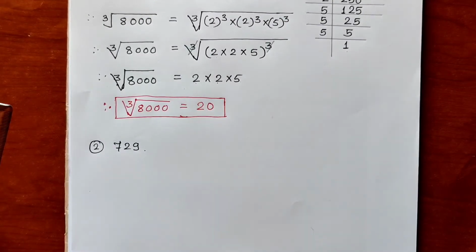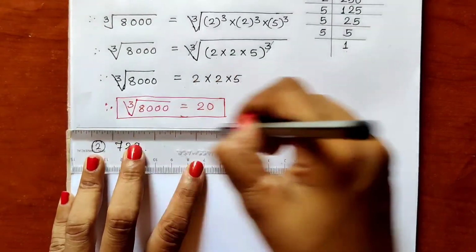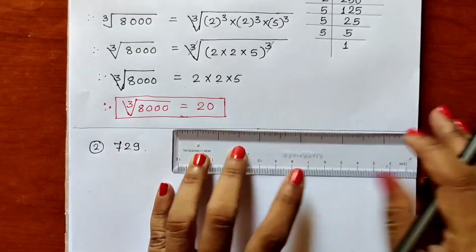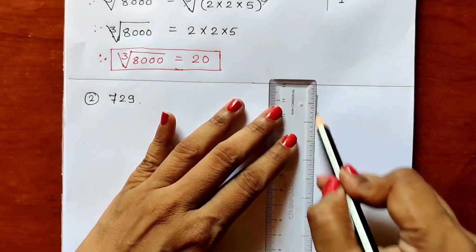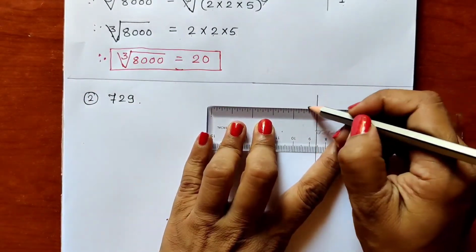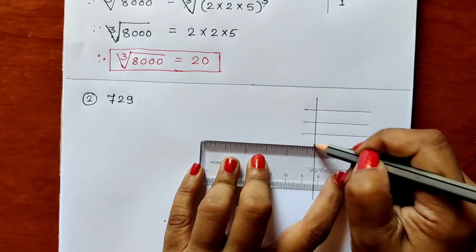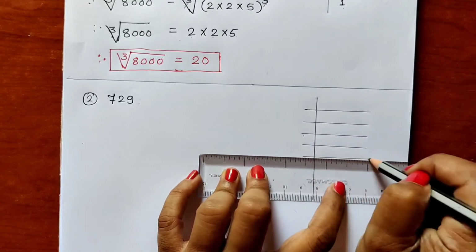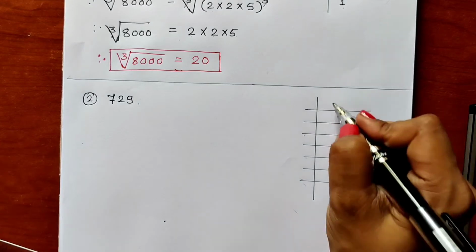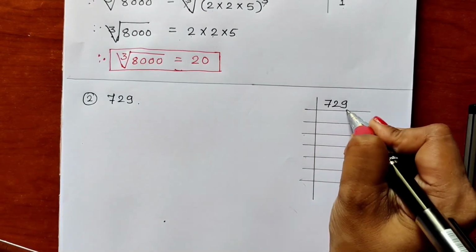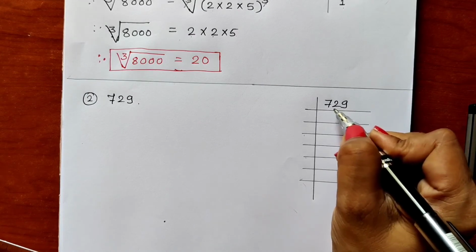Again we will be solving by using factorization method. We will first find out the prime factors of 729. So let us first find out prime factors of 729. Nine is in the unit place, so it is not an even number. It cannot be divisible by 2. Let us check whether it is divisible by 3.